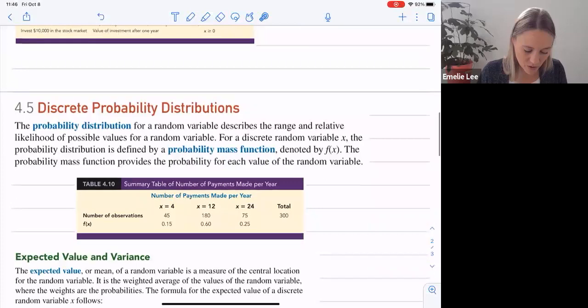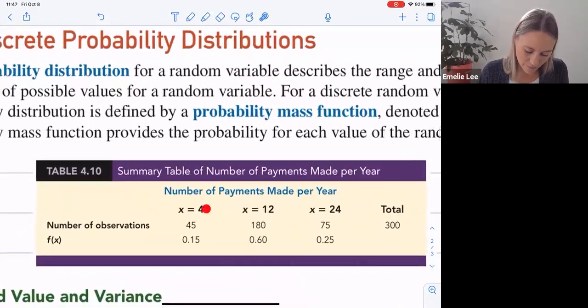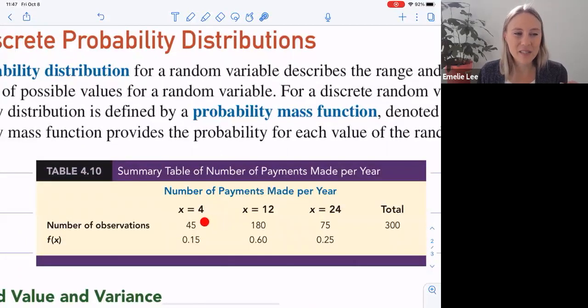So discrete probability distributions look like this. We're going to have some outcome X. In this case, they've recorded the number of observations. How they got the 0.15 is they took 45 over the total of 300. So they decided that the probability of X equals 4 happening is 0.15, which is 45 out of 300. They just looked at how many times that happened previously and then applied it to now.